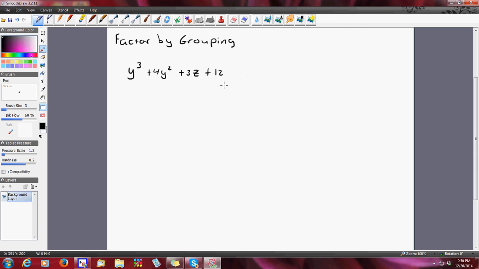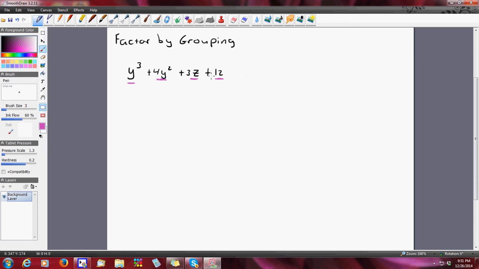Here's a quick lesson, I hope, on factor by grouping. Factor by grouping is a little bit weird, but if you think about it, it's really just removing common factors. What I want you to notice here is this: I have four terms. 1, 2, 3, 4.